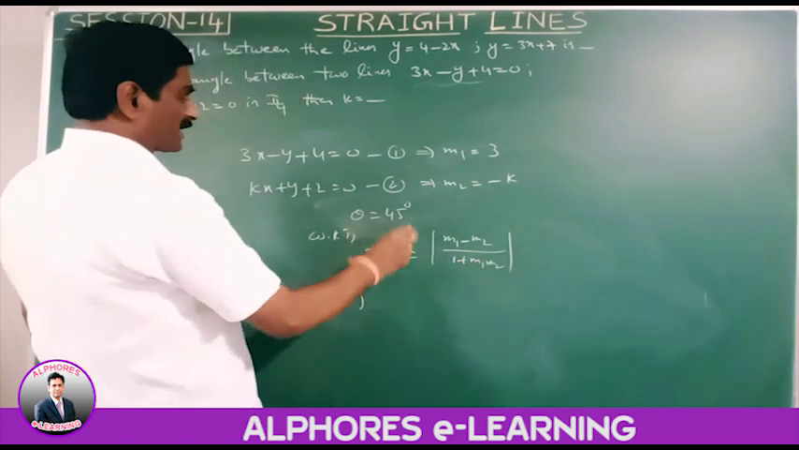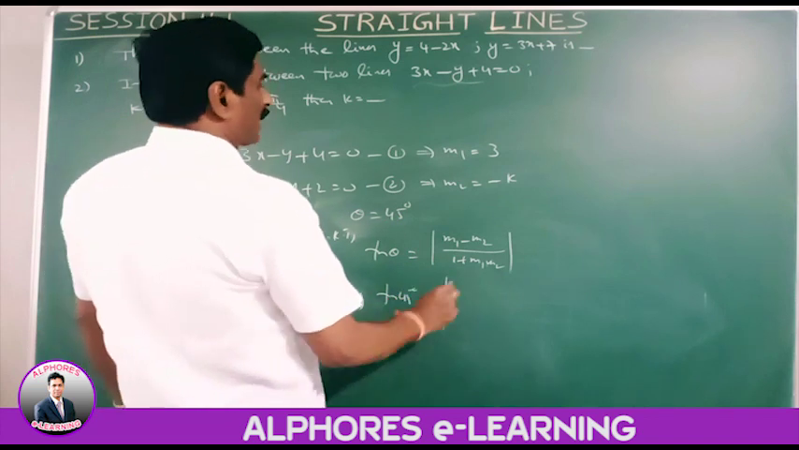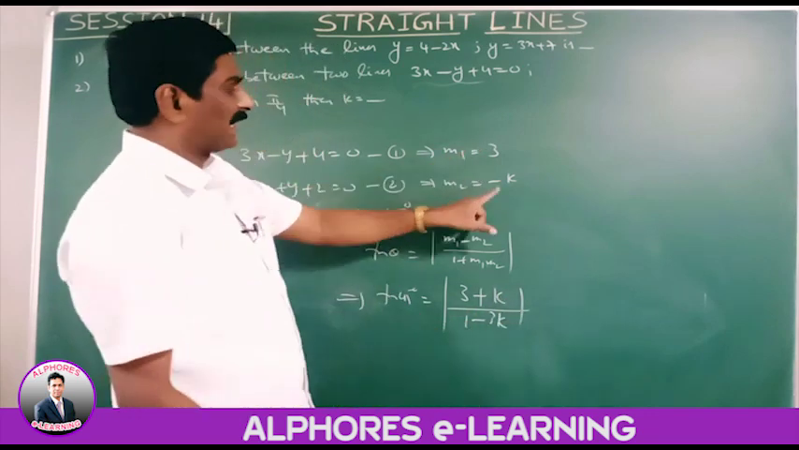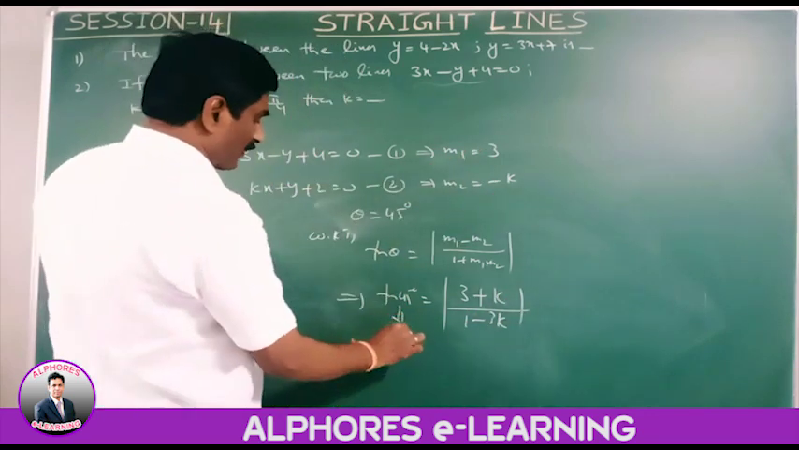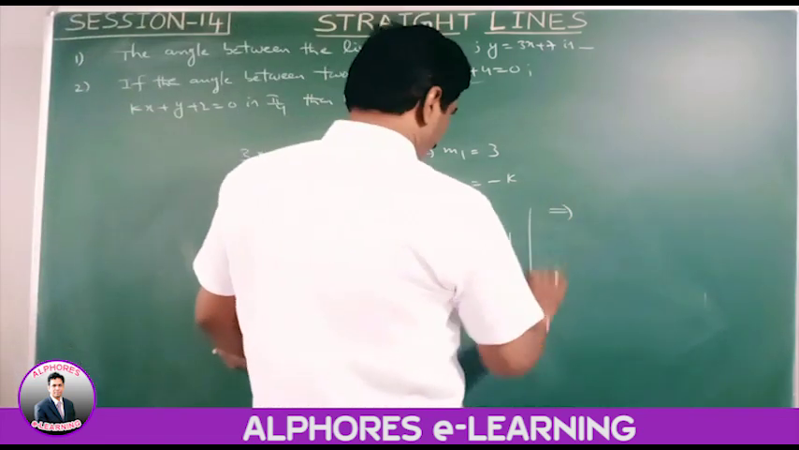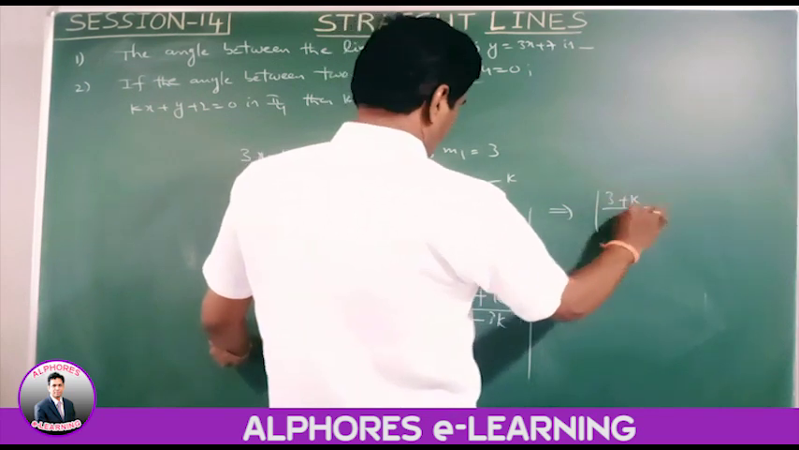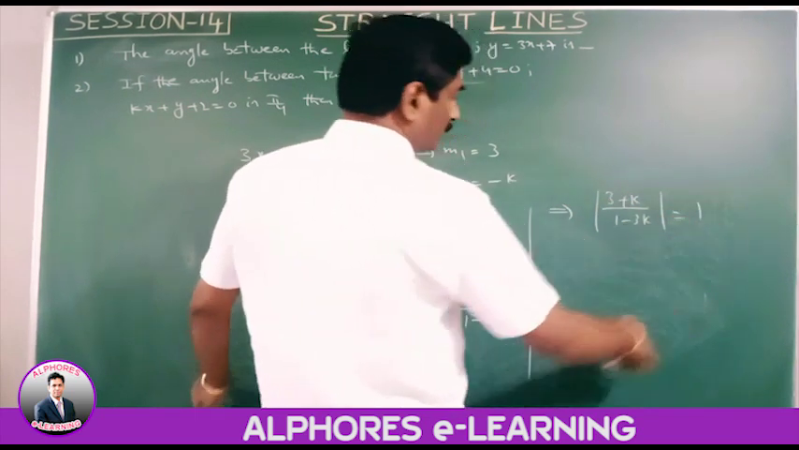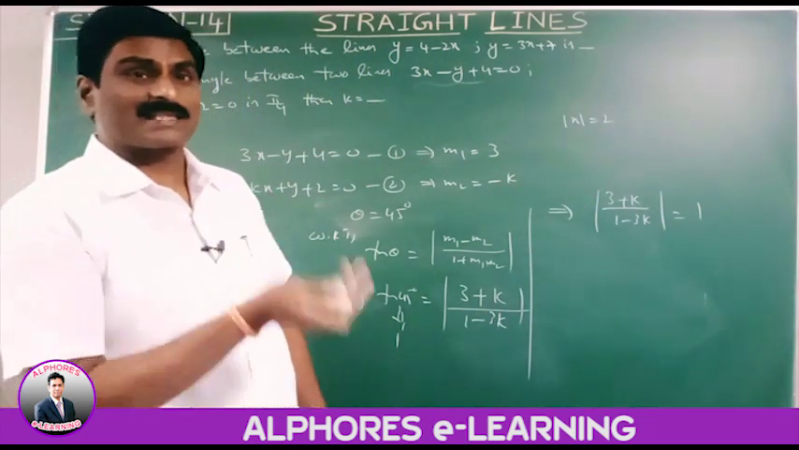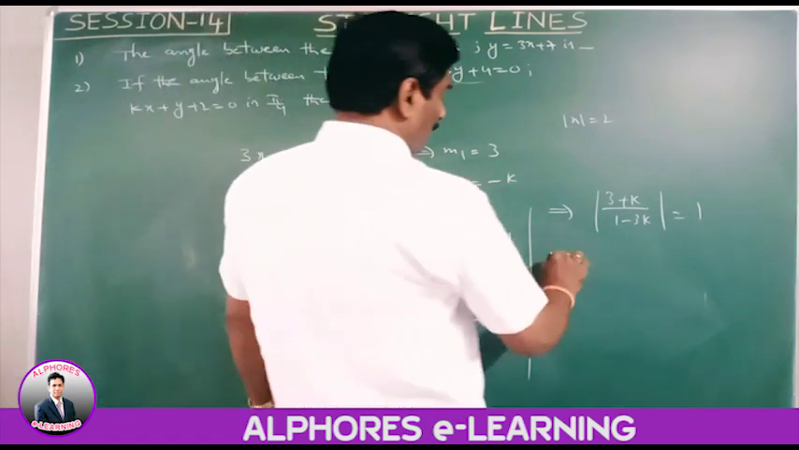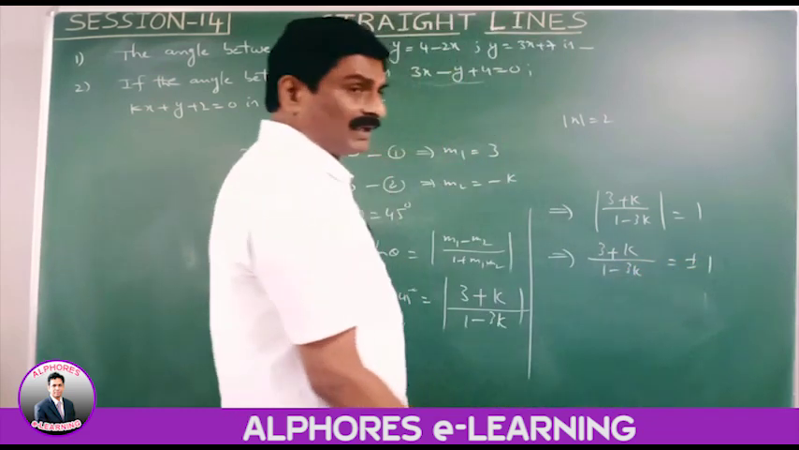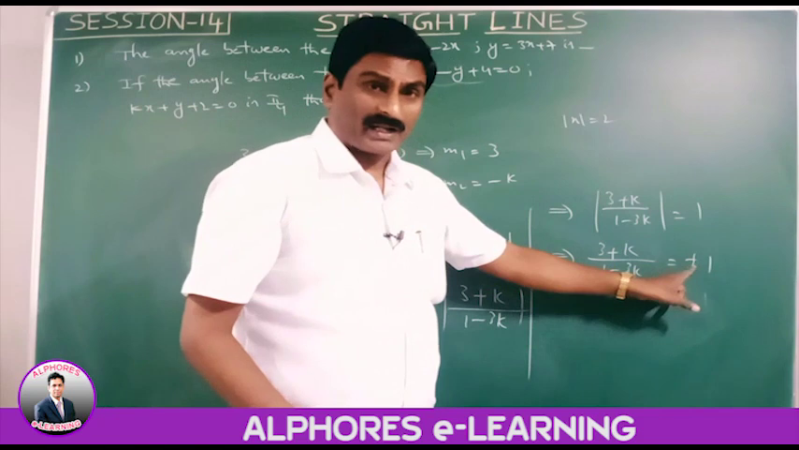Tan theta means tan 45 is equal to, m1 is 3 minus of minus k, that is plus k, by 1 plus m1 m2, that is 3 into minus k, plus into minus means minus 3k. Tan 45 means 1. That means finally we get mod of 3 plus k by 1 minus 3k is equal to 1. If mod x is equal to 2, what is the value of x? x is equal to plus or minus 2. Mod x is equal to a, x is equal to plus or minus a. By using that property, 3 plus k by 1 minus 3k is equal to plus or minus 1. In case 1 take plus 1, in case 2 take minus 1, and find the value of k.